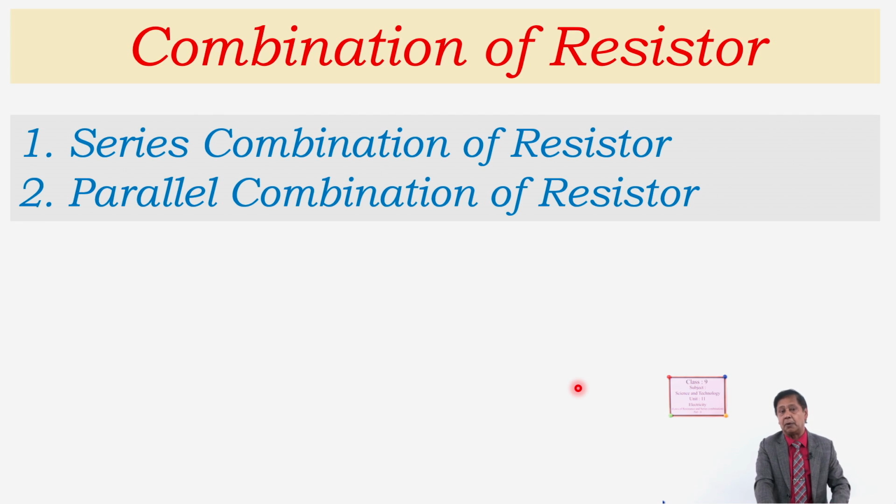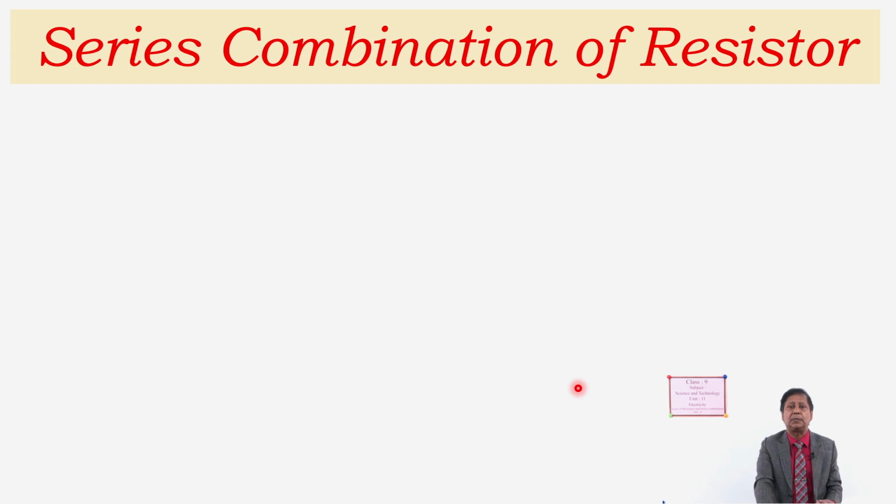Resistors can be connected in series or in parallel. There are two types of combination of resistor. Today we are doing the series combination of resistor, and in another class we'll do both of them and compare them. What is series combination of resistor?